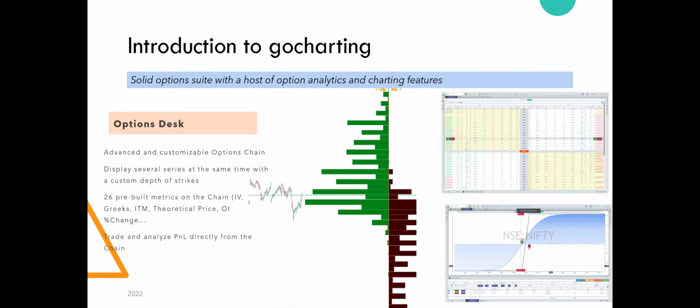Then also what they have is the options desk, which is basically seeing the options data at different levels. You can see the OI profile, which is very nice to see, where you can see the open interest at different strikes from the current price on the call and the put side. Then of course you can see the options strike wise open interest and other things. Also you can do different kinds of payoff diagrams, etc. So this is also there.